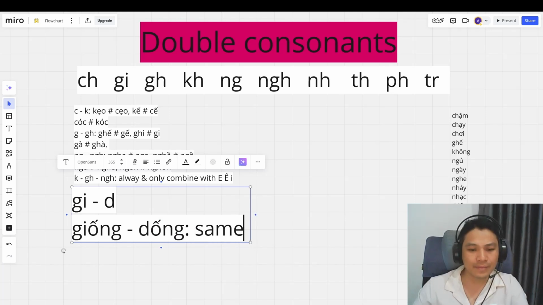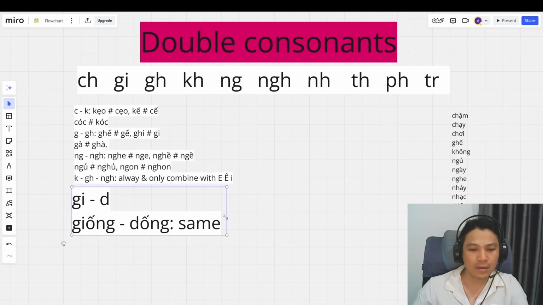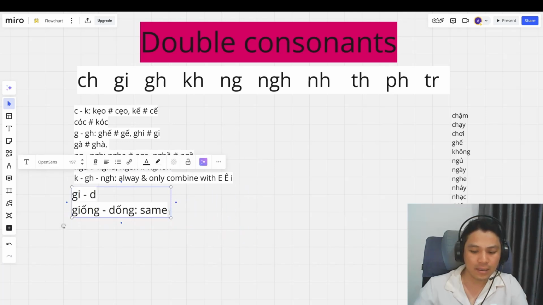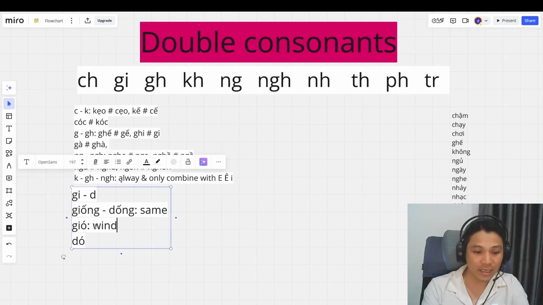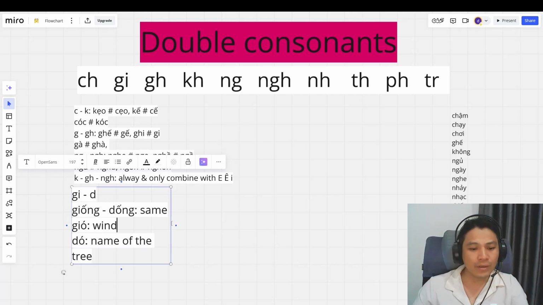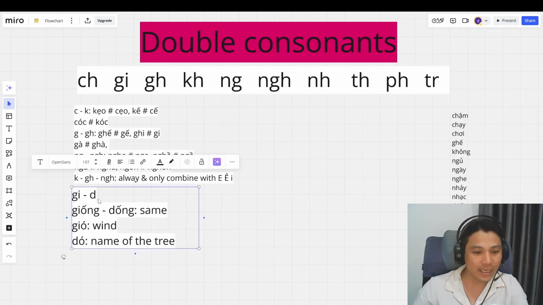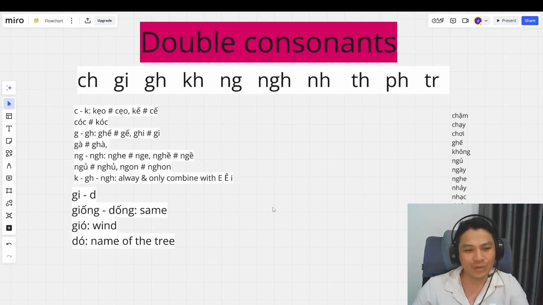Or for example this one. Gió and gió. The two are exactly the same in pronunciation, but this means wind, and this one is the name of a tree. So we say this is z, and this one is the other. So when do we use z and when do we use the other? There's no rule for this. The only way to know is just practice, and we will remember.